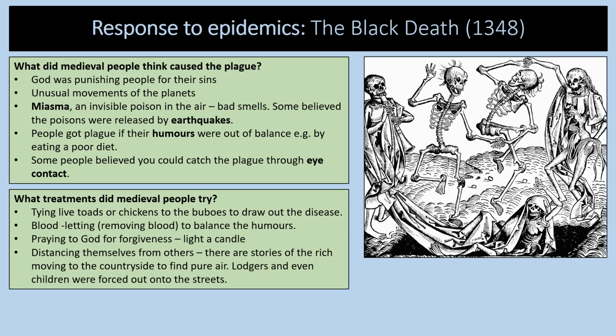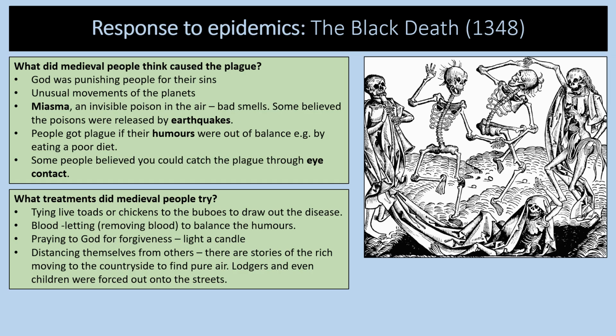So the Black Death, people didn't understand the true cause. Medieval people believed that God was punishing people for their sins. That was the main belief, really. But some even explained it through unusual movement of the planets. Some believed in miasma, an invisible poison in the air that created bad smells. Some believed the poisons were released by earthquakes, these miasma poisons.